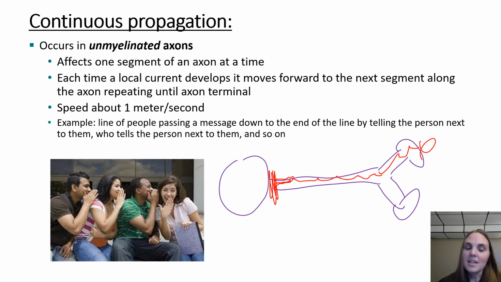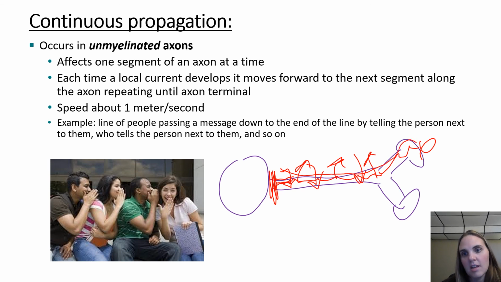So it's slower because those ions have to be flowing. Remember, sodium flowing in, potassium exiting, sodium flowing in, potassium exiting, all the way down that entire membrane. So that's continuous propagation.